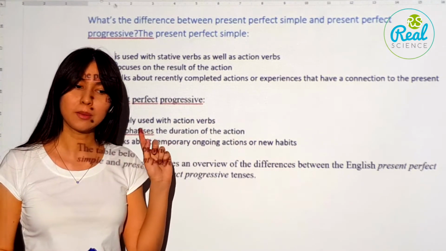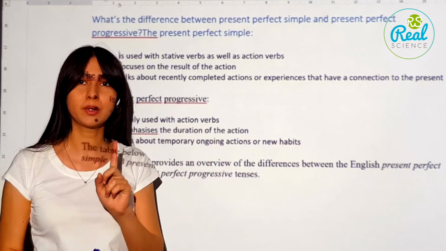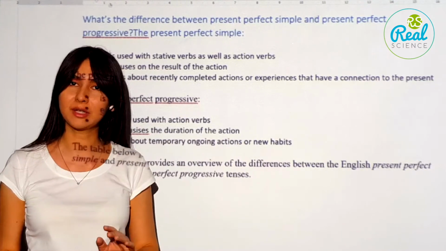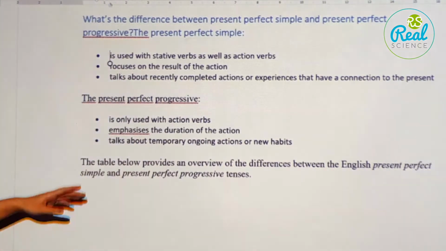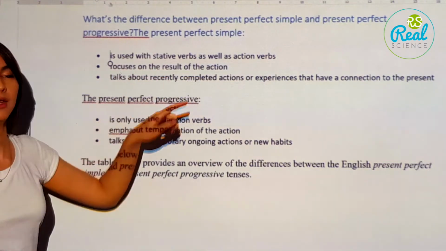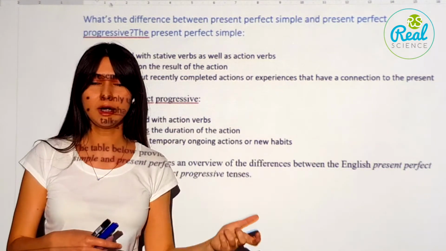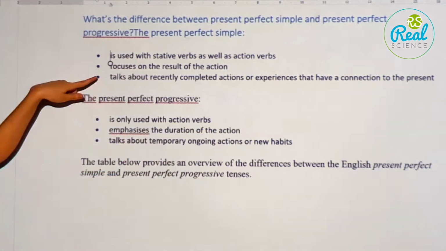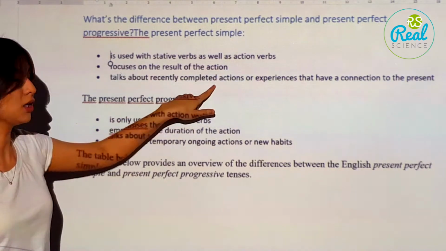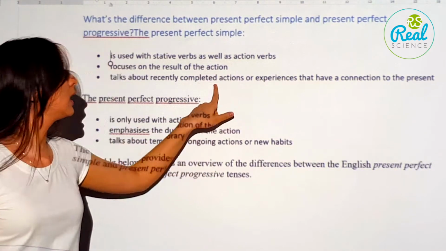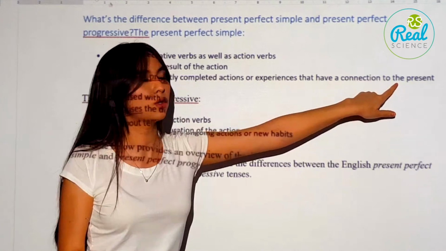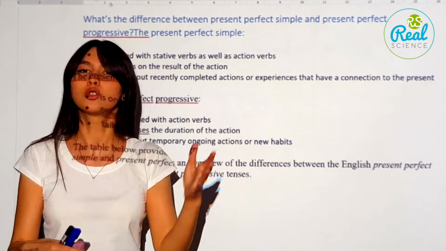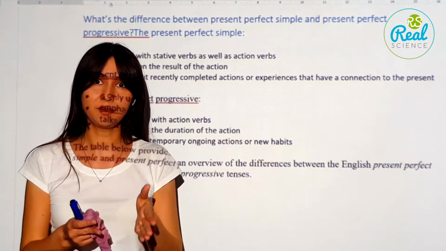Yes, guys. So pay attention. You cannot use present continuous, present perfect continuous with stative verbs. You have to always use them with present perfect simple form. Okay. So next one, it focuses on the result of the action. As we talked before, it focuses on the result. So the main thing in present perfect simple is the result. So next one, it talks about recently completed actions. So your actions are completed and experiences that have a connection to the present. So when you talk about your experience also, which have the connection to the present, in that case also you use present perfect simple form, okay?